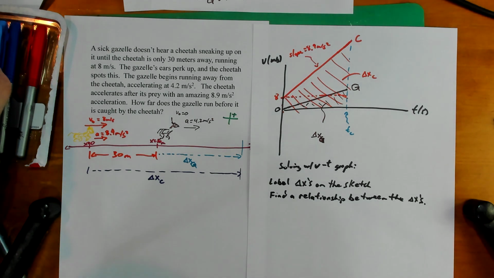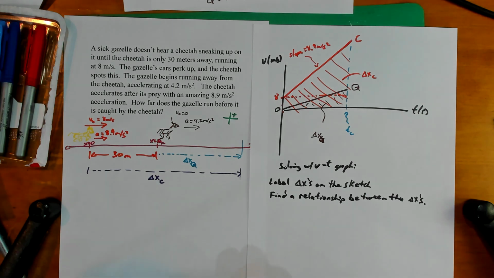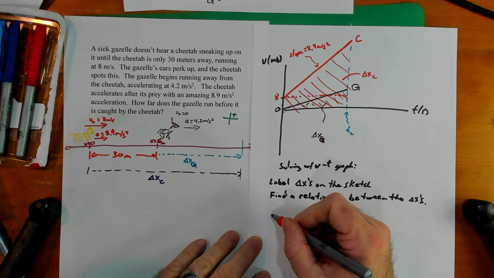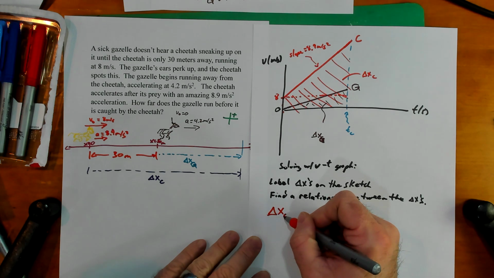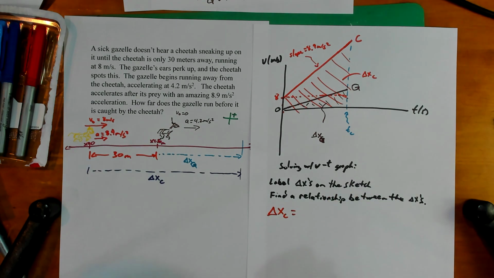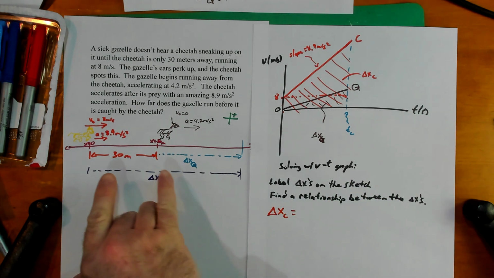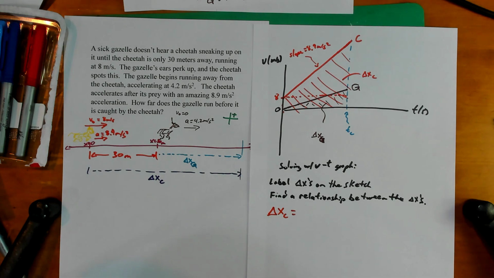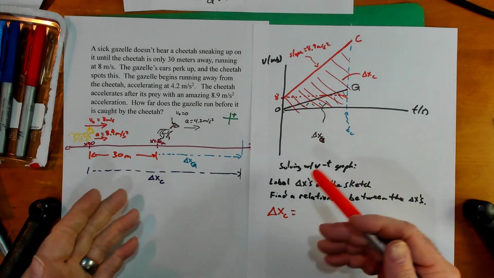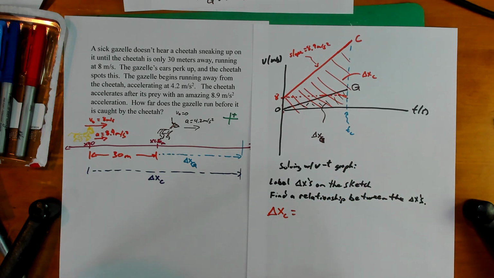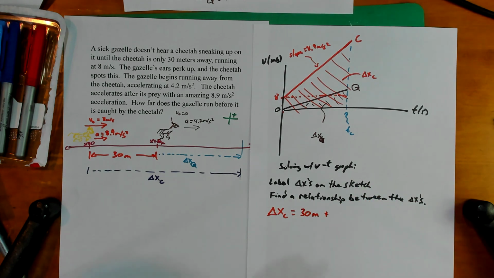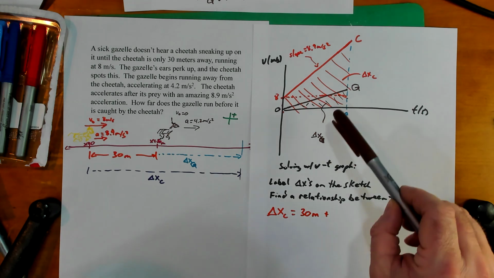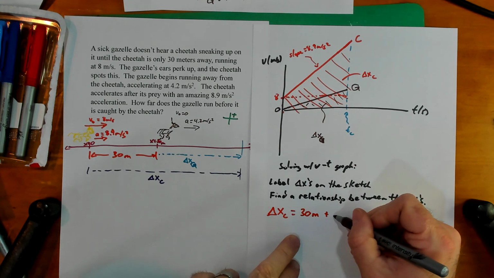I can say that the displacement of the cheetah is equal to this 30 plus the displacement of the gazelle. I was not consistent with my color coding here. I apologize. Especially the cheetah is that 30 meters plus the displacement of the gazelle. I'm just going to use the color code I did on this graph.